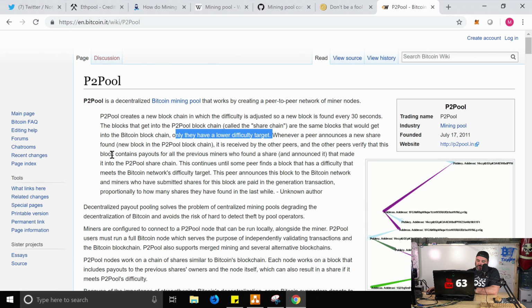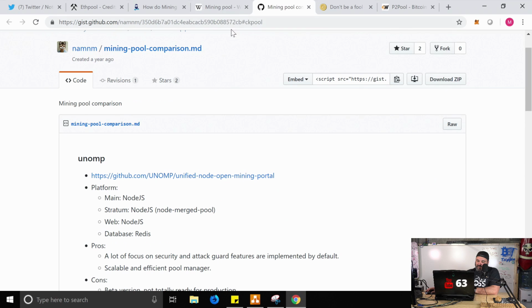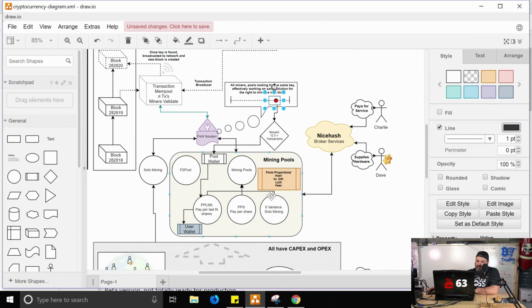When a peer announces a new share is found, the new block on the P2P chain is received by the other peers, and those peers verify that it contains the block payouts for all the previous miners who were on that share. So essentially, it's an effective way to do this kind of activity, just not through a work package, but through a side chain. So you're getting essentially a spun up side chain of getting that kind of activity and then being able to submit to it.